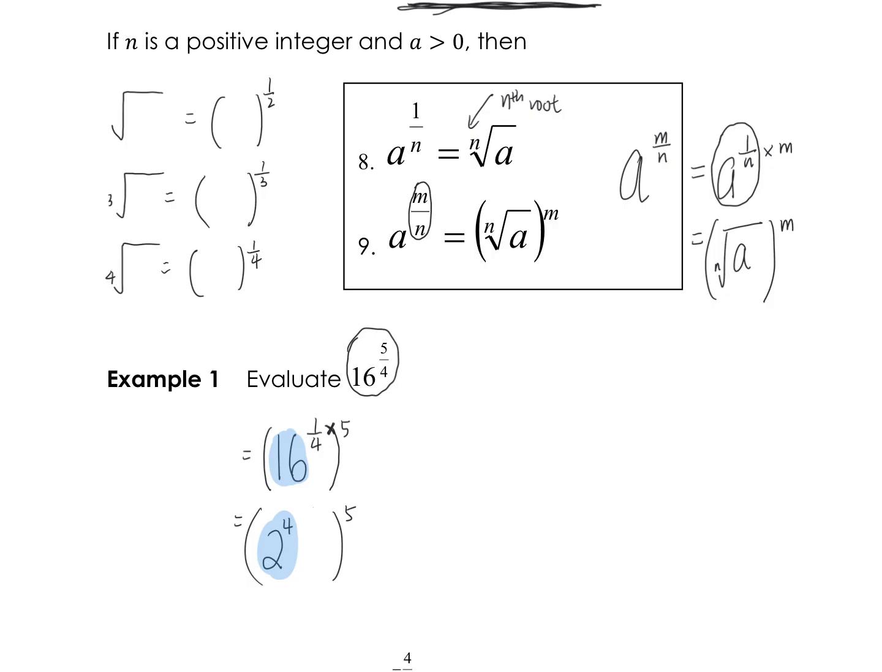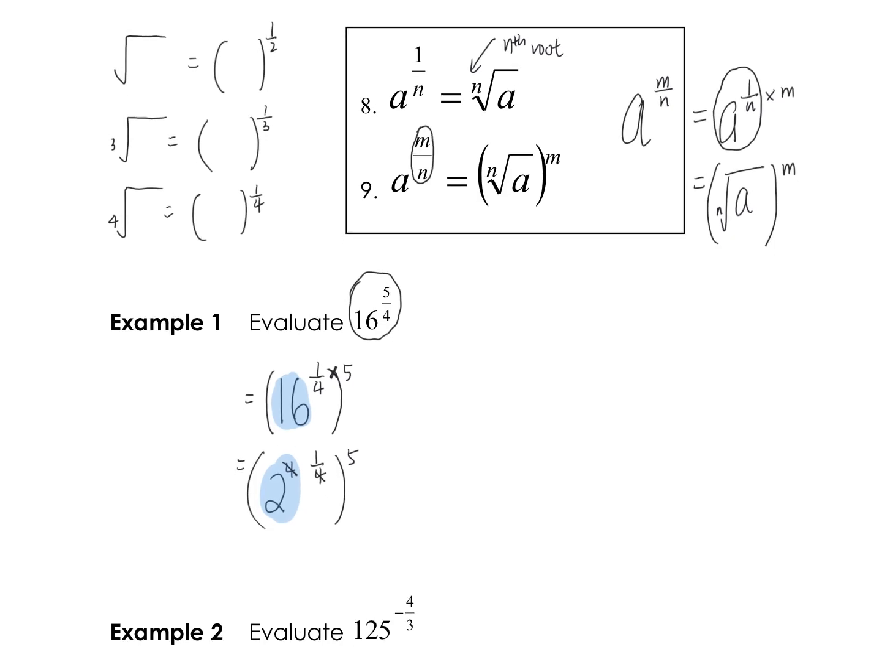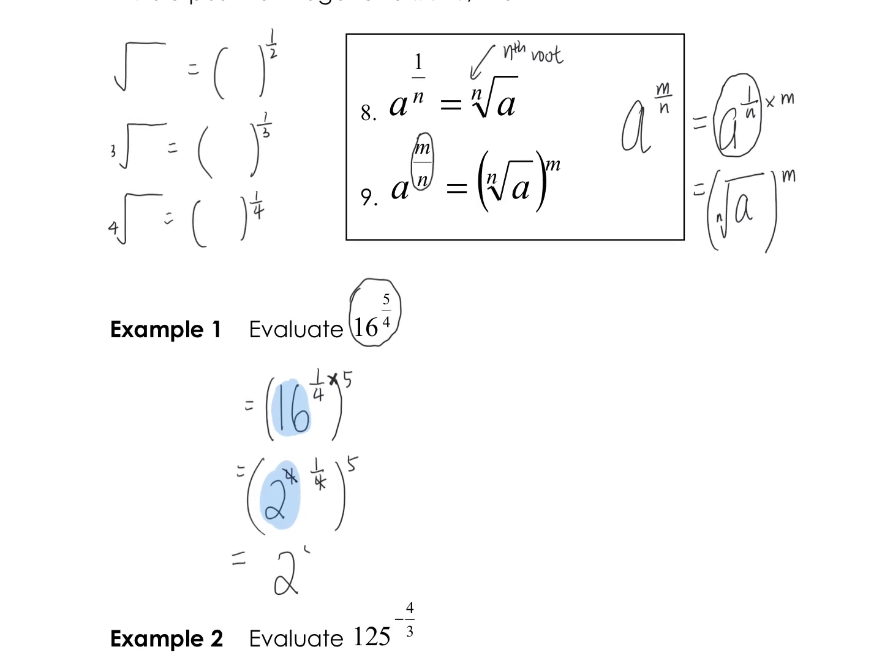So what do you think you end off with? Just 2, right? So 2 to the power of 5. Final answer? 32. Not square root, it's the 4th root. Okay, one more time.